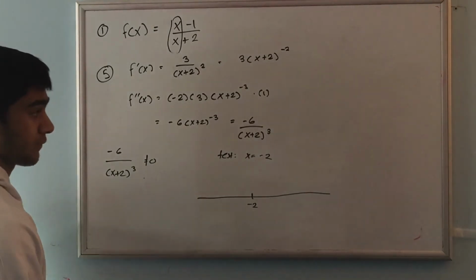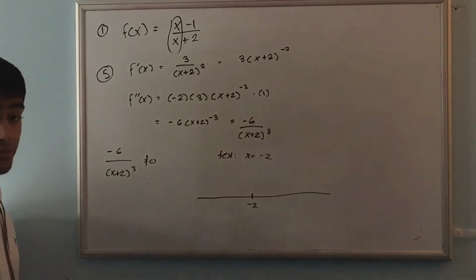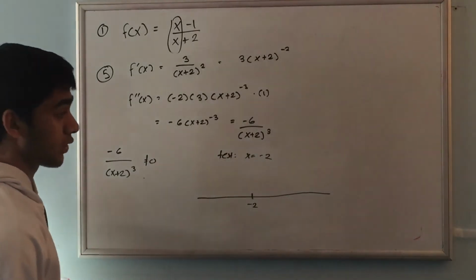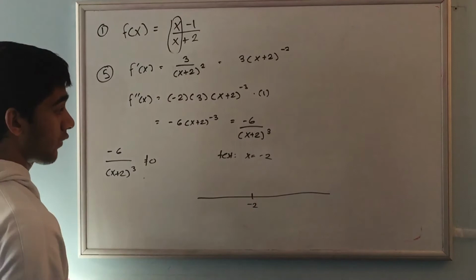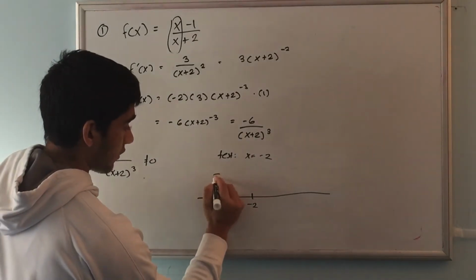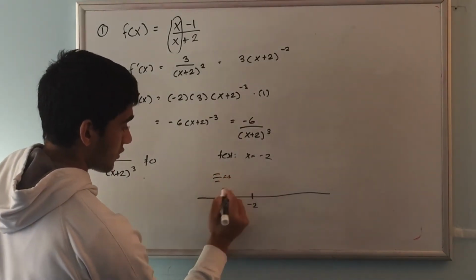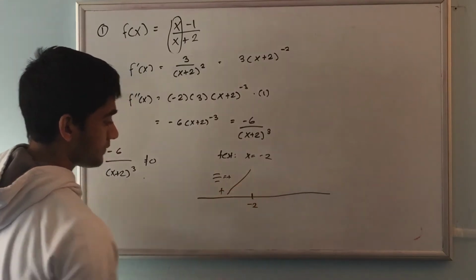Let's say we pick negative 3. If we plug it in here, notice we get negative 3 plus 2, which is negative 1. Negative 1 cubed is still negative 1. Negative over a negative is a positive. So we have a positive slope going like that.